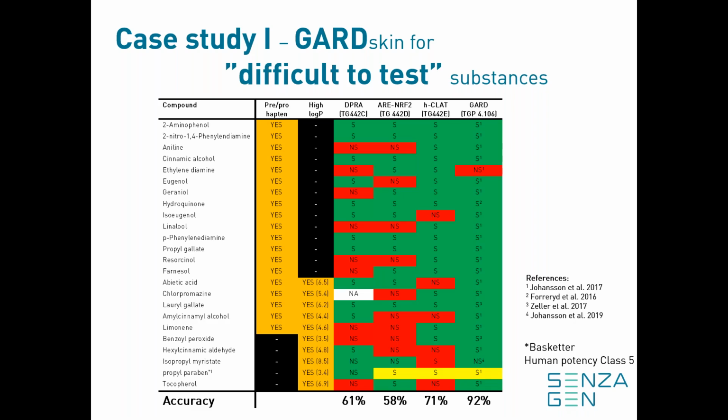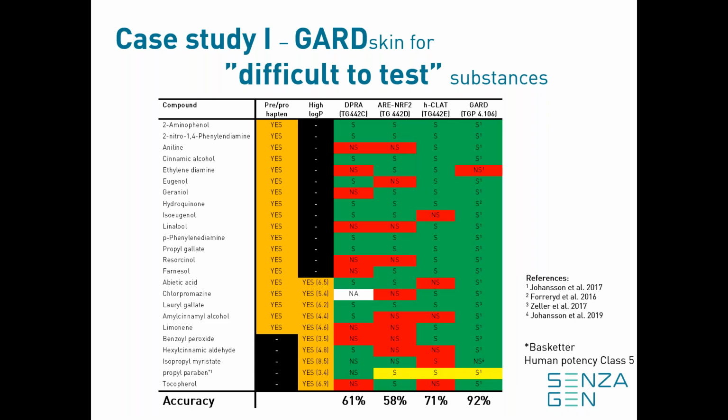But one really important take-home message from this is that considering the pre and pro haptens, they were applicable to be tested both in the h-CLAT and the GARD assay, which is the dendritic cell model. So I think this might be an indicator that these two cell models actually have quite a good metabolic capacity.